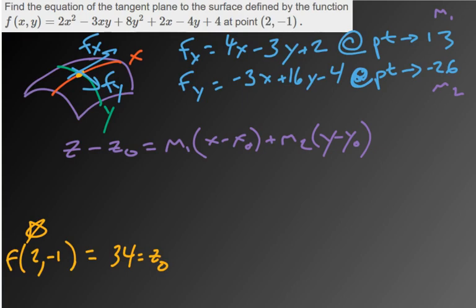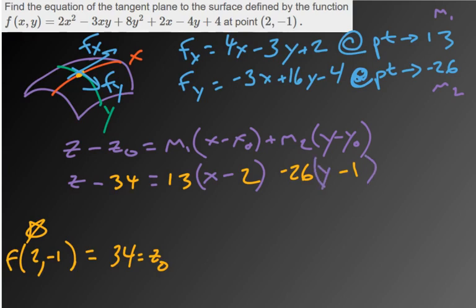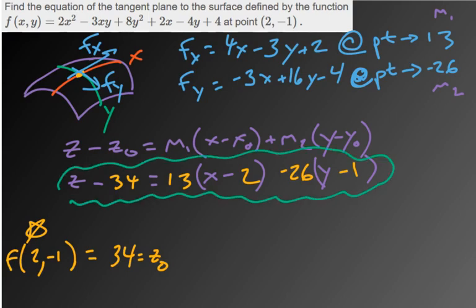I can just go and plug in everything. So 34, I've got the 13, let's say, for the x one there. And then we've got 2 and then negative 26. And then, what's my y point? Negative 1. So z minus this equals 13 times x minus 2 minus 26 times y minus 1. And that would be it. This would be an equation of the tangent plane.